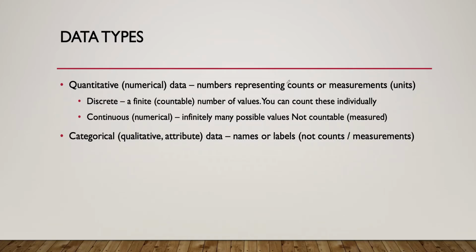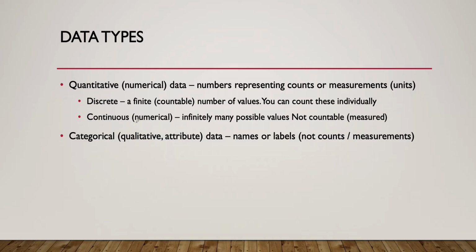So now some data types. We could have a quantitative data, or numerical. That's where numbers represent counts or measurements, or units. A discrete quantitative variable is a finite or countable number of values. You could count them, even if they are very large, or even if it's something that's not ending per se, it's still something you could count.